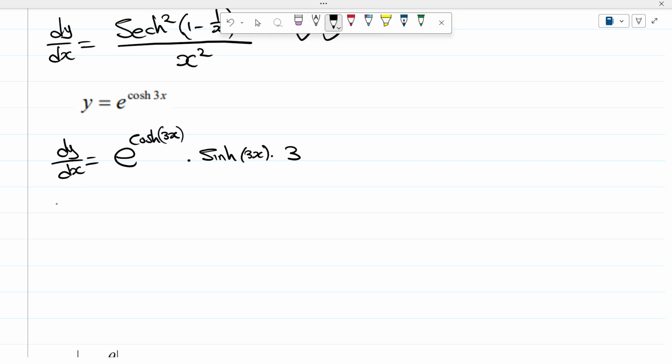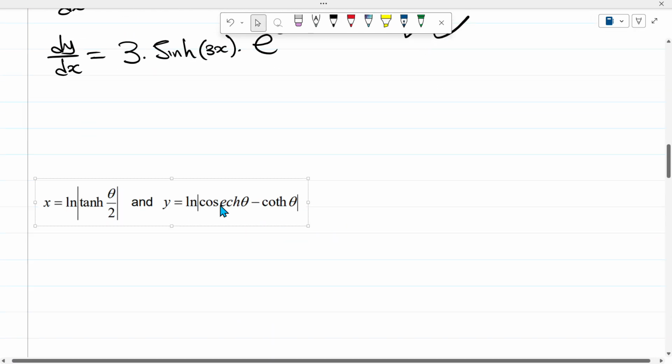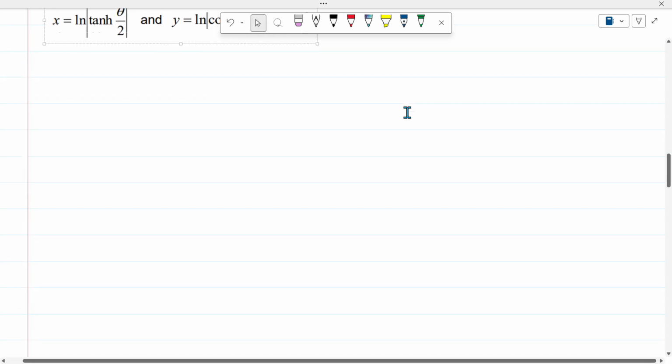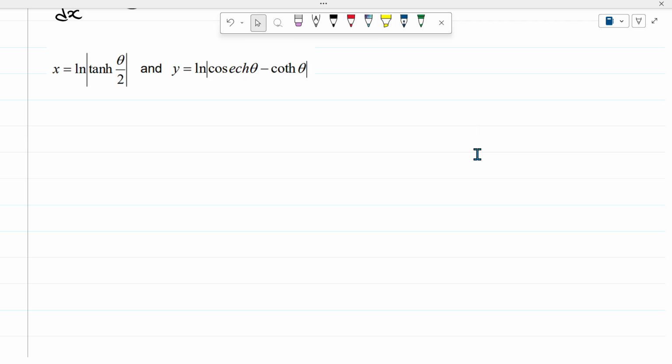And then one can argue and say, I want to write this nicely, and when you decide to write this nicely, it should look like what I wrote here, e to the hyperbolic cos of 3x times hyperbolic sine of 3x times 3, and then ta-da, that should be your answer for that one. And now, guys, don't forget to pause the video so that you can work out this problem on your own and then resume later to check the memo, of course.